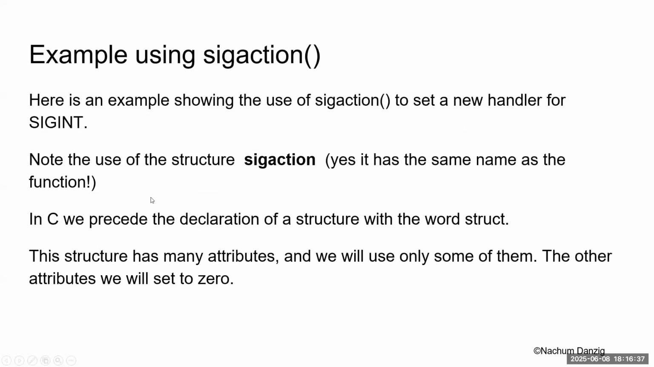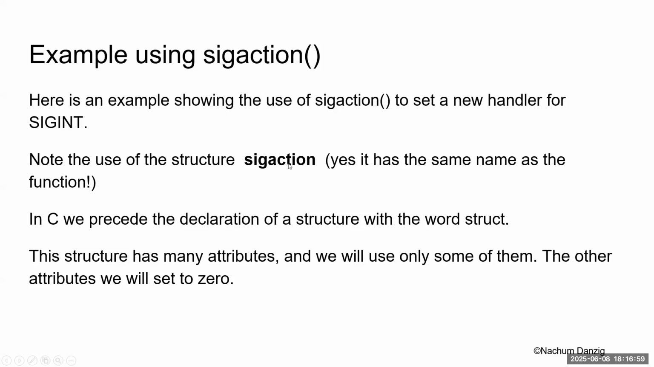Okay, example using sigaction. So let's see how you use it. Here is an example showing the use of sigaction to set a new signal handler for SIGINT. Note the use of the structure sigaction. Yes, it has the same name as the function. This drives me crazy. There's a function we're going to use, you'll see in the next slide. We have a function called sigaction, and it uses a structure called sigaction.